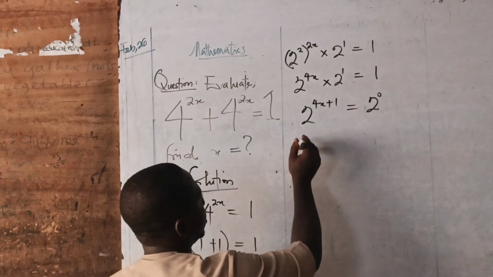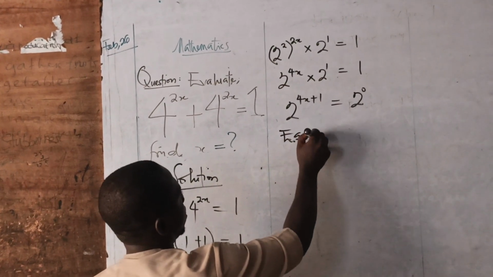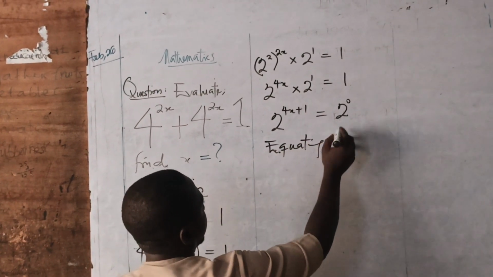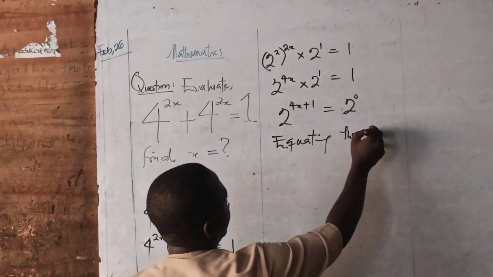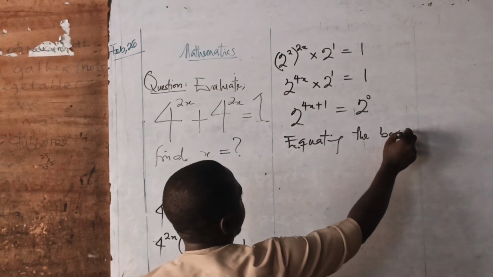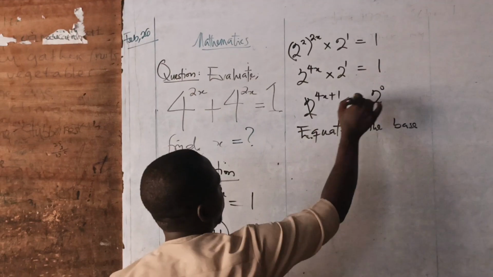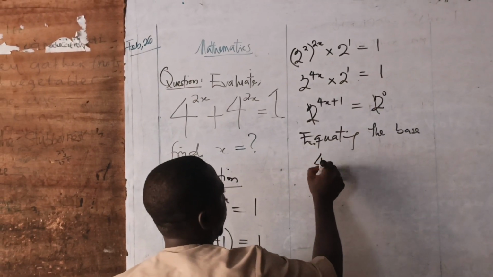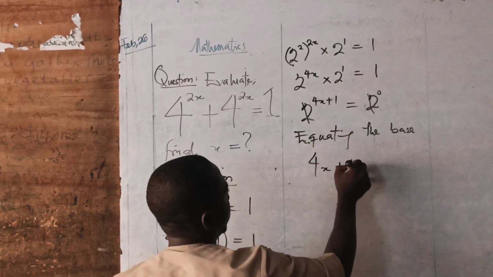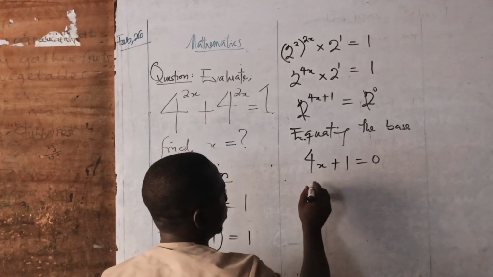So from here, equating the base. So as a result, this will cancel this. We are left with 4x plus 1 is equal to 0.